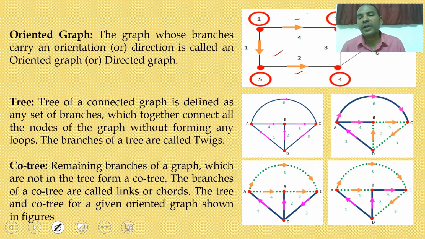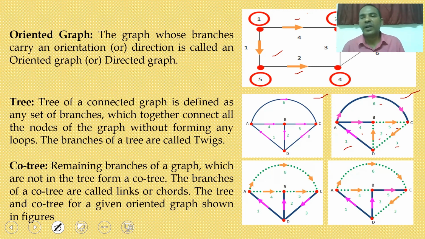For a particular graph, you can draw some combinations of trees. Here I have taken one combination for the given graph. Branch 1, branch 4 and branch 6 are the tree branches. Branch 2, branch 3 and branch 5 are the links. Twigs means the tree branches, and links means the open path. Links are also called chords. And the tree must be a subgraph, or a connected graph.